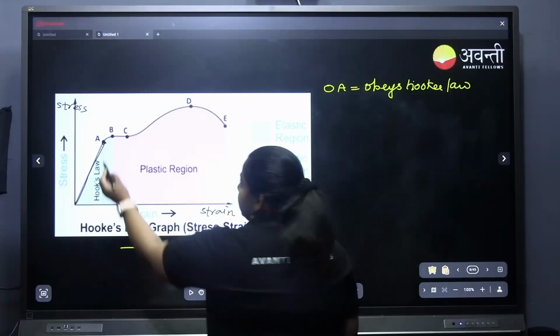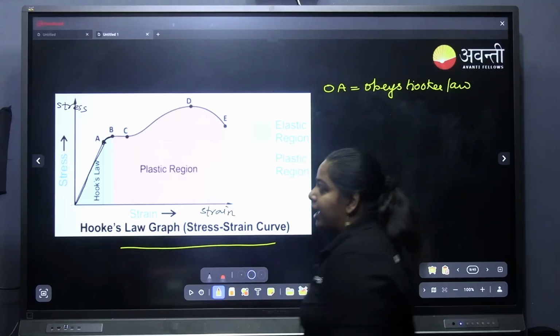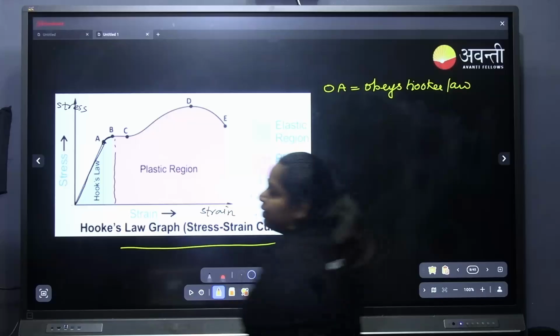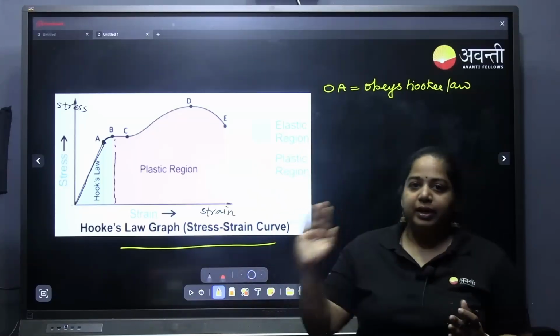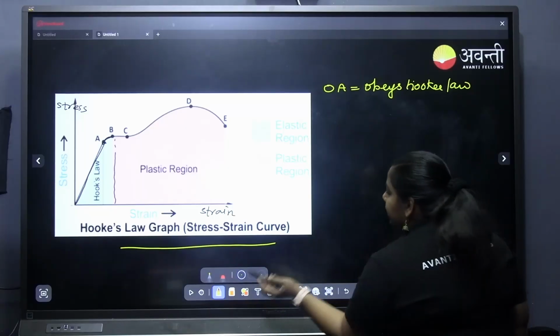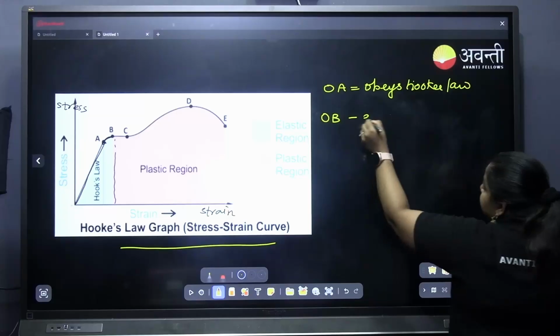After that you can see from A to B there is a small curve, and they have put a separate color till here. Why is that? Because O to B is the elastic region.